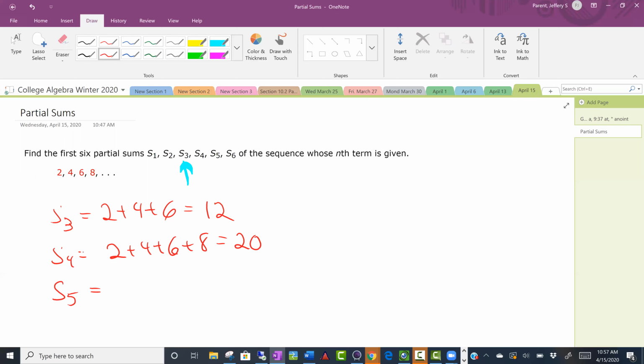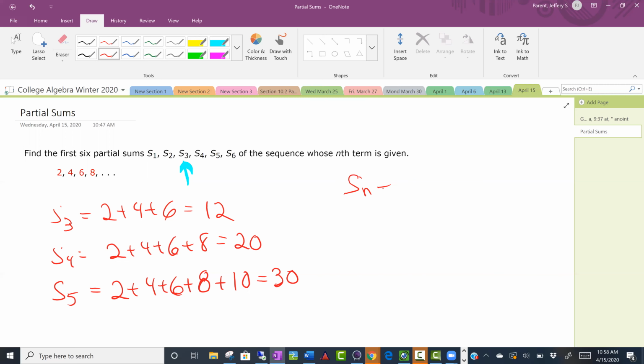And so on. S sub 5, 2 plus 4 plus 6 plus 8 plus 10 is 30. So, pretty straightforward. I hope that completes any little missing holes in the video that I put online. Looking okay there with that S sub n kind of notation? S sub n is the sum of the first n terms.